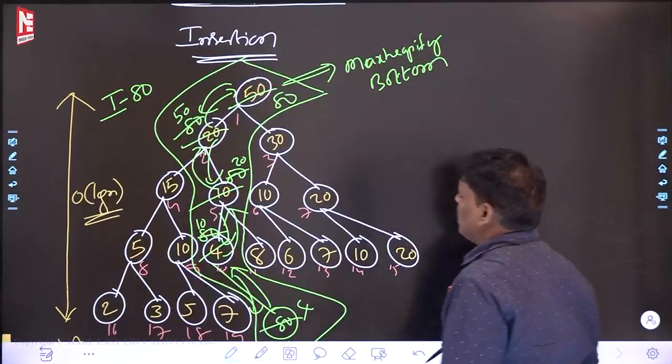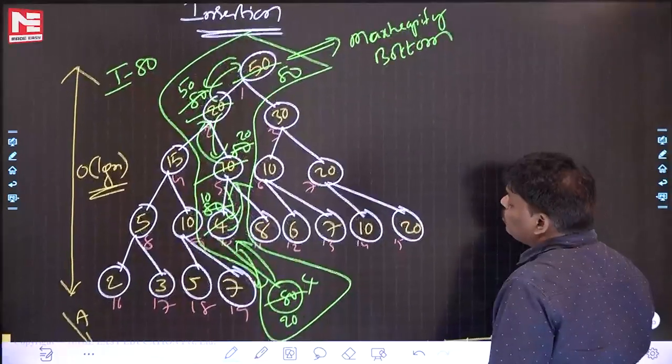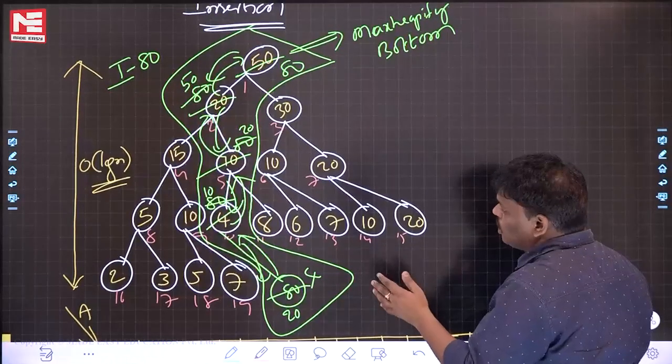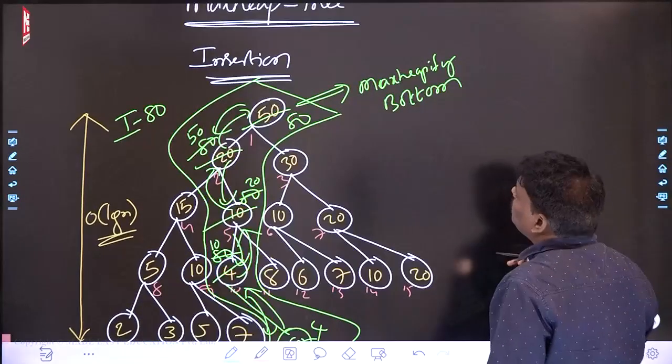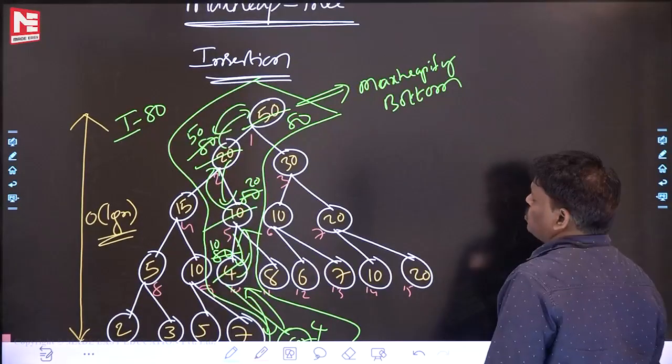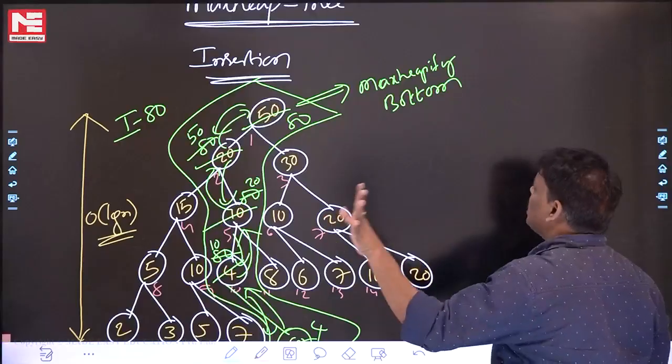This algorithm name is called max heapify. Why is it called bottom? The bottom one is asking. Bottom, parent and child. Who is the bottom? Child. Child is asking. So this is called max heapify bottom. If the parent will ask, it is max heapify top. So you don't bother. If you just say max heapify, it's also okay.